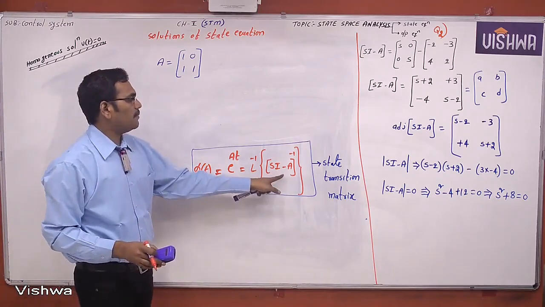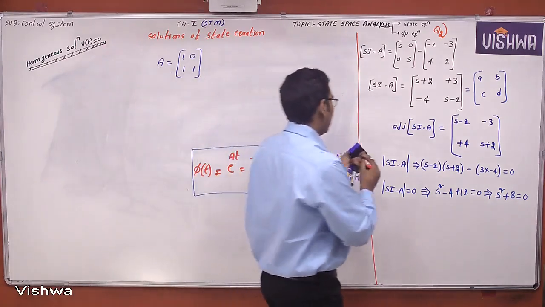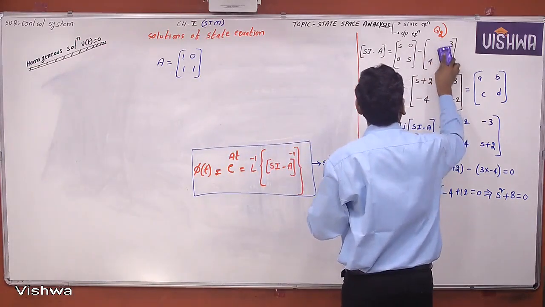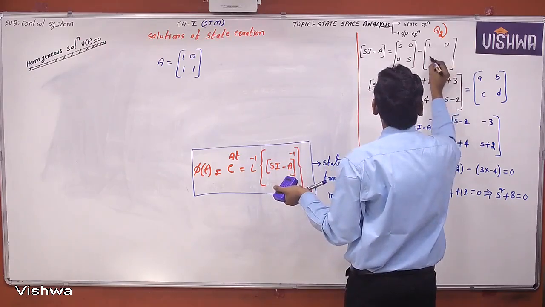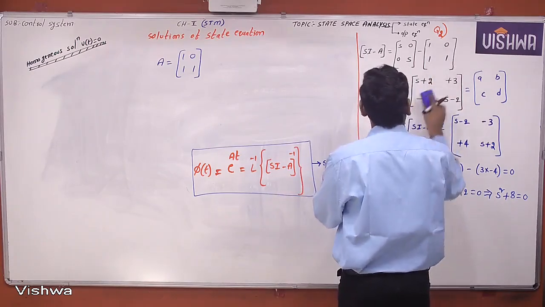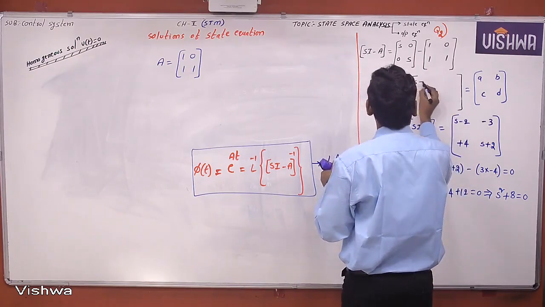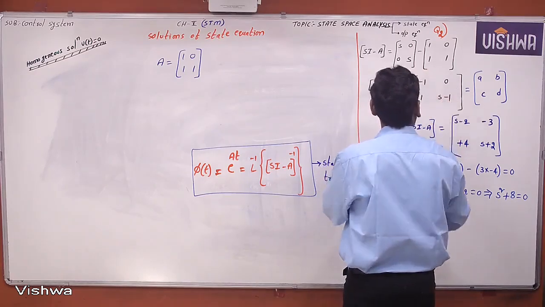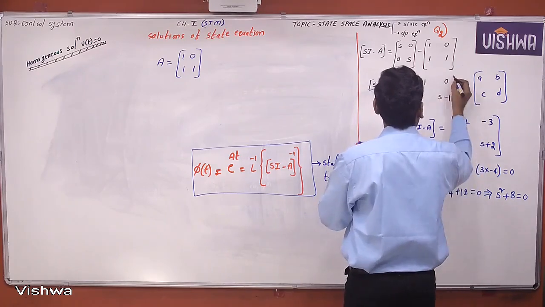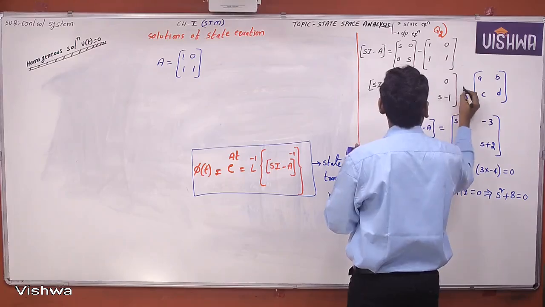First sI minus A matrix and then inverse. First you find sI minus A. What is sI minus A matrix? But what is A here? A here is 1, 0, 1, 1. So sI minus A is s minus 1, 0 minus 0, 0 minus 1, s minus 1. This is the sI minus A matrix.